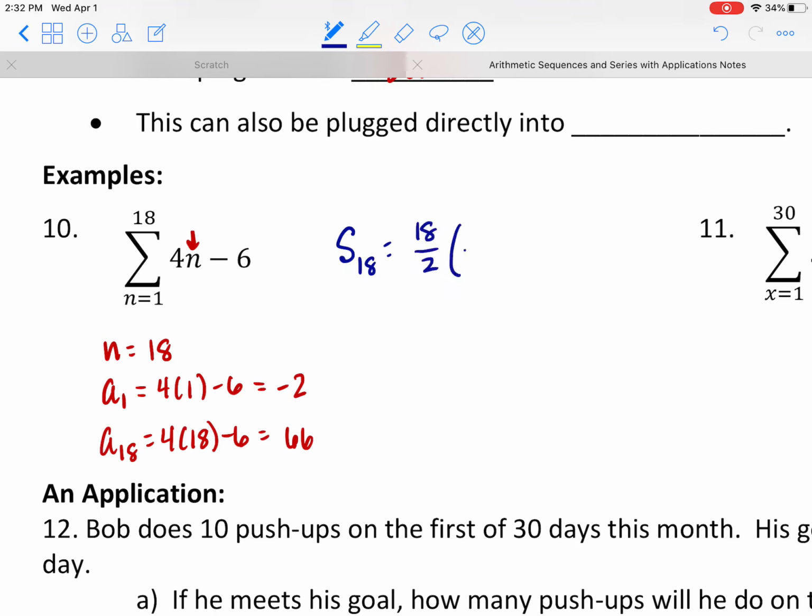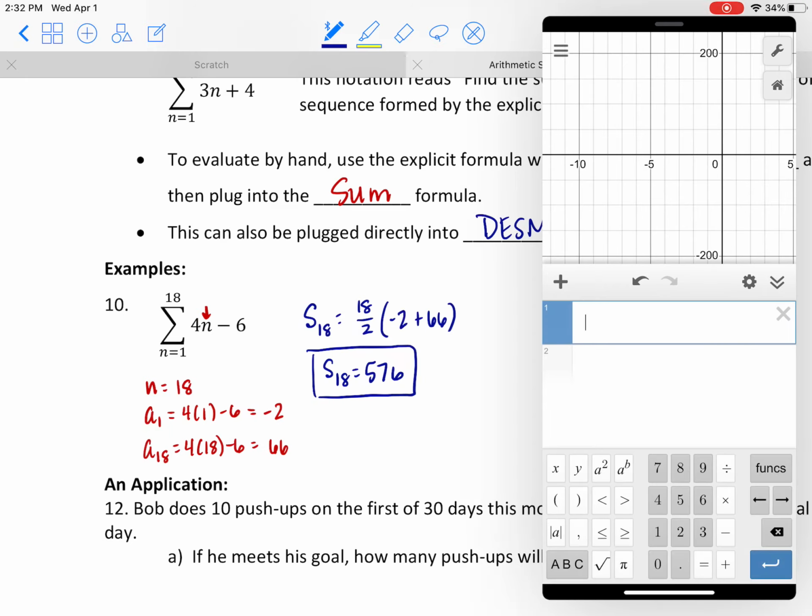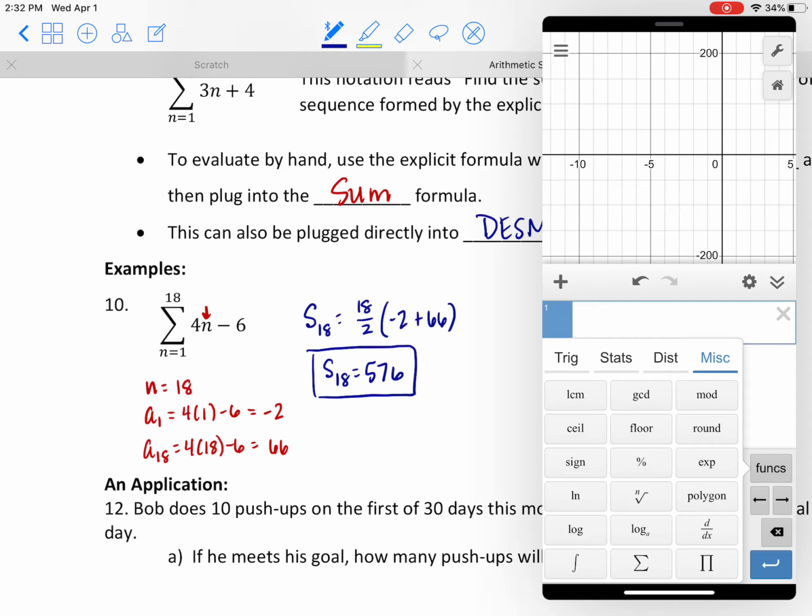Okay, now not hard work, but it's work that you don't necessarily have to do, because this can all be plugged directly into my favorite, Desmos. Desmos, which I was using to make these calculations, actually has a sigma notation in it. So I'm going to show you how to do this in Desmos. I'm going to verify the one that we just completed. There's no sigma on my home screen on my keyboard, so I'm going to hit Functions. And if you go into Miscellaneous, down toward the bottom row, you can see the sigma symbol.